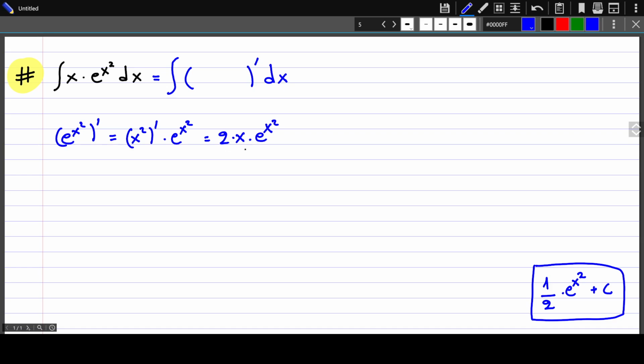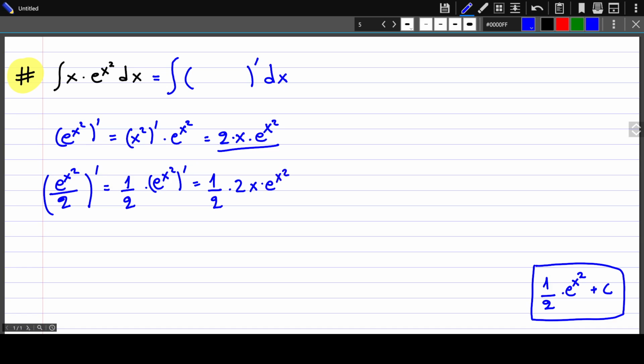Let's divide by 2. So let's calculate the derivative of e to the x squared divided by 2. This would be 1 over 2 times the derivative of e to the x squared, which means 1 over 2 times this thing over here, times 2x. Yeah, but pay close attention now. This cancels out with this one. And what we have left is x times e to the x squared, which is the same as this one.